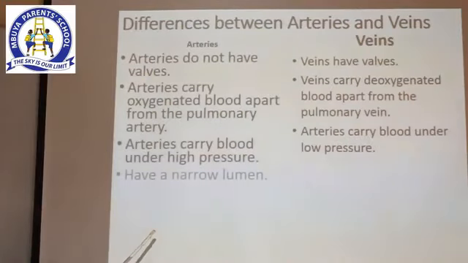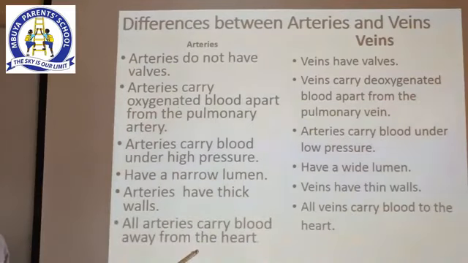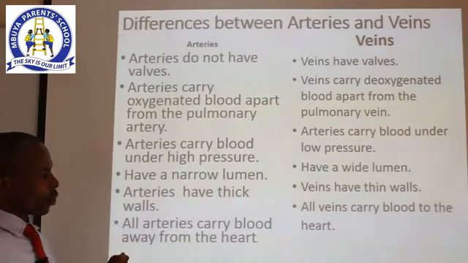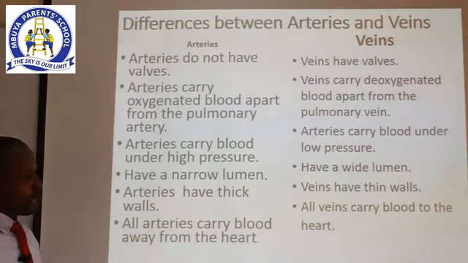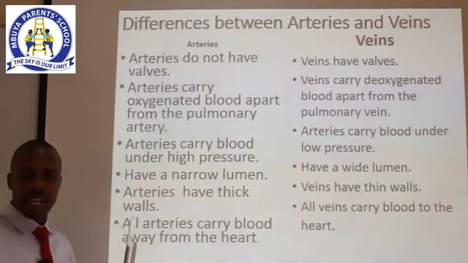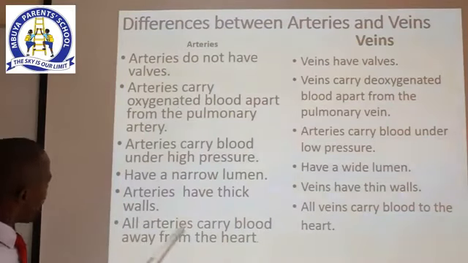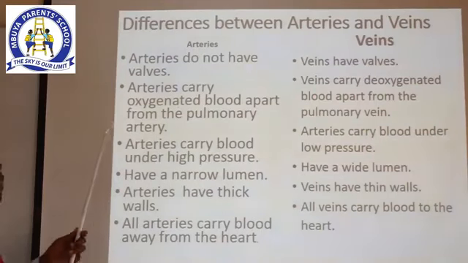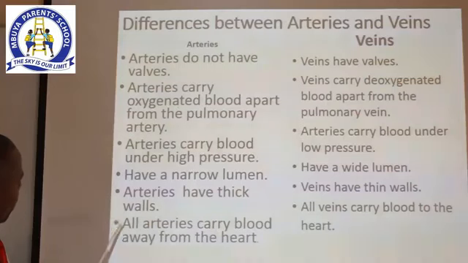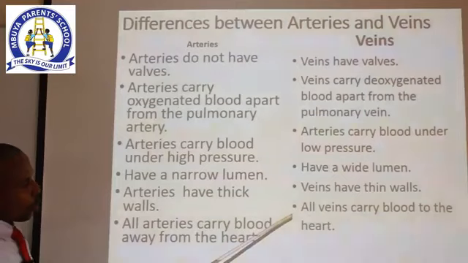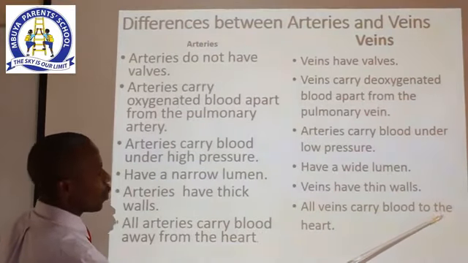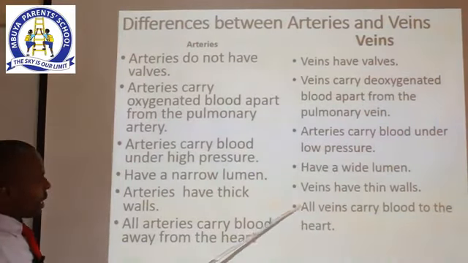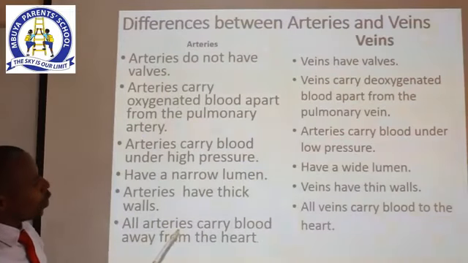Mostly now we are also going to look at their functional difference. Another structural difference that we never talked about is the direction of blood. Where do they carry blood to? All arteries carry blood away from the heart. Then all veins carry blood to the heart. This one is a functional difference.